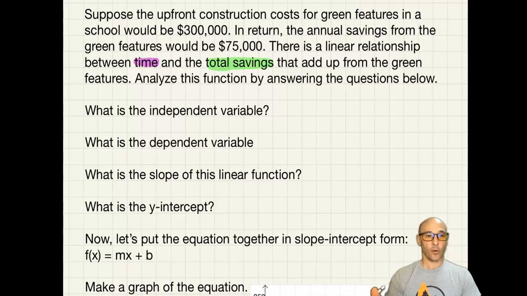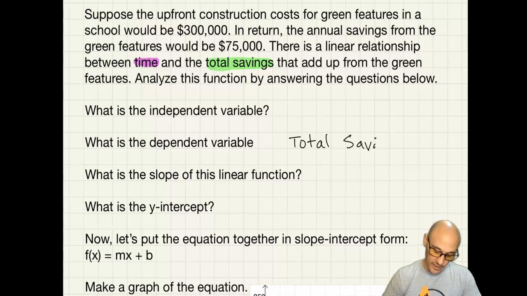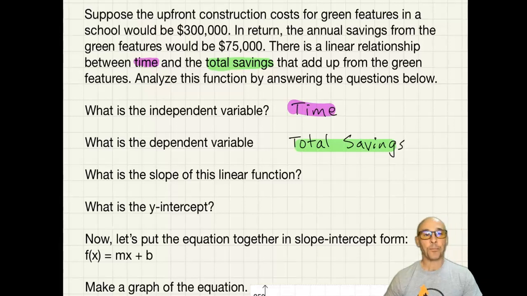The other variable will be determined by the independent variable. So how much savings there is depends on how much time there is. That means total savings is the dependent variable. Total savings is the dependent variable, and time is the independent variable. So I'm just going to mark those accordingly.